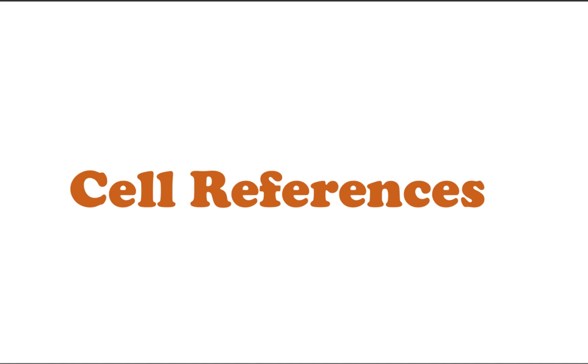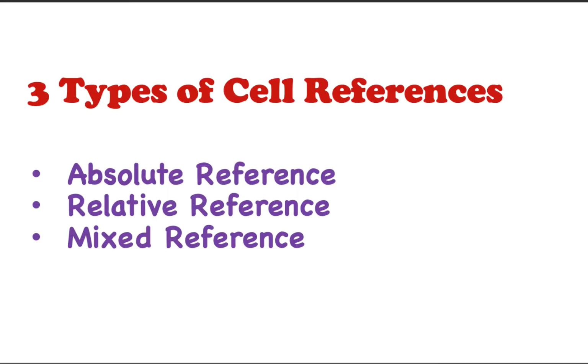Now let's talk about cell references in Excel. Cell referencing is one of the major parts of Excel. You can hardly do anything in Excel without referencing a cell or cells. There are three major types of cell referencing. The first one is absolute reference. The second one is relative reference. The third one is mixed reference.